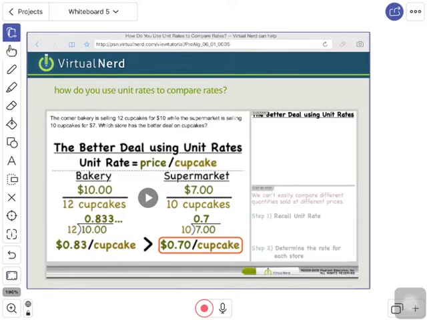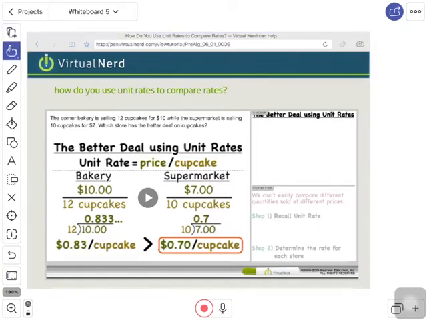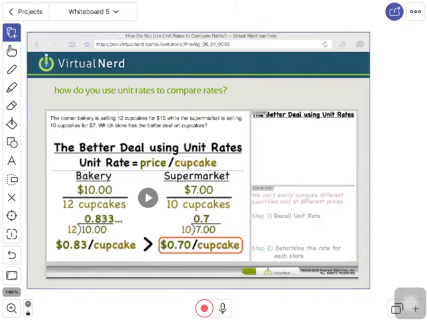Okay, so today we are going to be talking about how we can use unit rates to compare rates. So we are going to use our previous knowledge about rates and how to find a unit rate to be able to compare two unit rates.